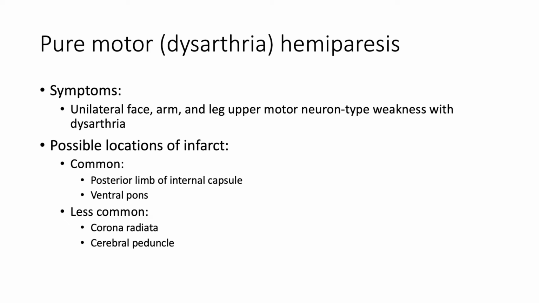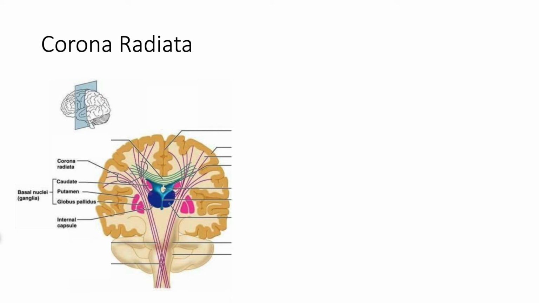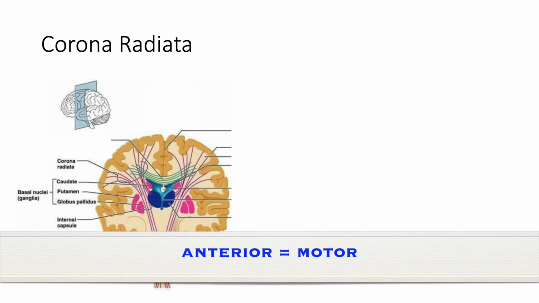Less commonly, pure motor hemiparesis or dysarthria hemiparesis can be caused by infarcts in the corona radiata, which is supplied by the small middle cerebral artery or MCA branches, or the cerebral peduncle, which is supplied by the small proximal posterior cerebral artery or PCA branches. The corona radiata, well, it has 2 parts. The anterior corona radiata consists of fibers that run from the precentral gyrus, or the primary motor cortex, through the internal capsule toward the brainstem and spinal cord. It helps control voluntary movements.